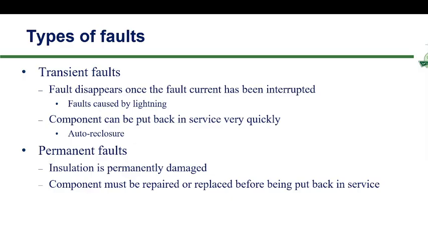In contrast, permanent faults involve lasting damage to system components such as insulation failure. These faults do not clear on their own and require physical repair or replacement of the damaged equipment before the system can be safely re-energized. So understanding the difference between these fault types is very crucial for selecting appropriate protection strategies and ensuring both reliability and safety in power system operations.